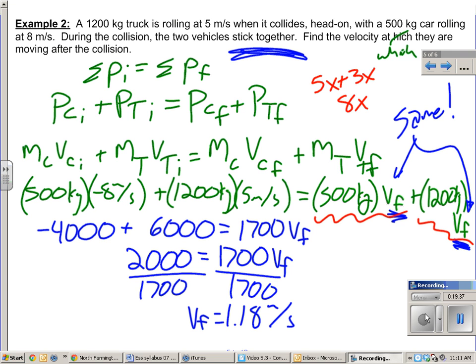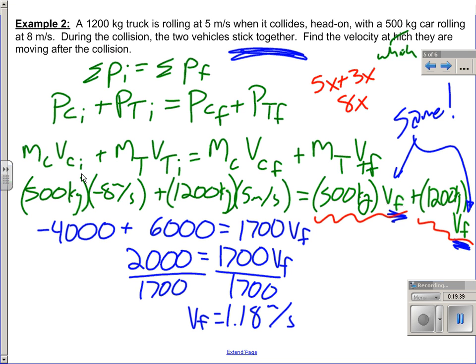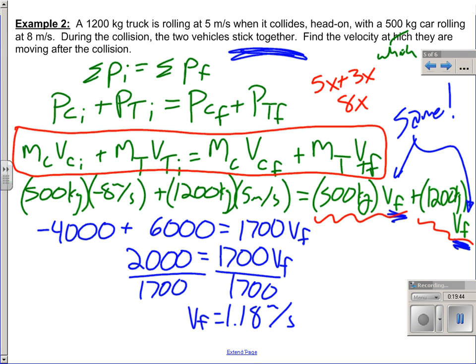All of your problems can be solved basically using, oh, that's not what I wanted to do. Oh no, 20 seconds, almost out of time. All of the problems can be solved using that equation right there. All right, very good, very good.